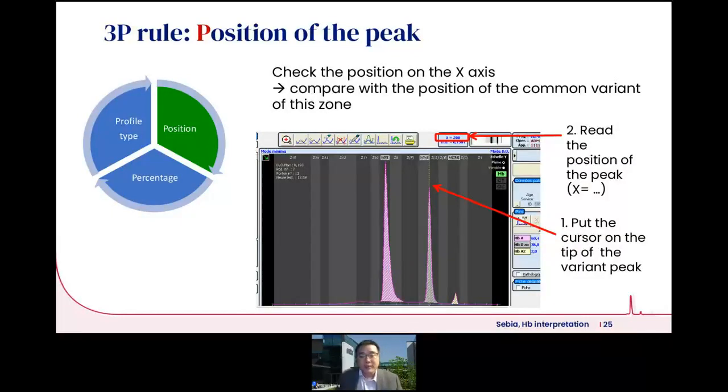So next would be the position of the peak, the variant peak that's being formed. In the capillary electrophoresis software, if you place your cursor at the peak, it will indicate for you exactly the position of the peak, which is also a signature aspect of the variant to help you identify the variant accurately.